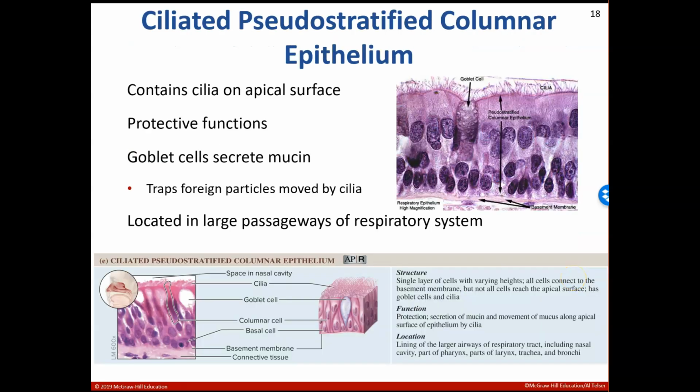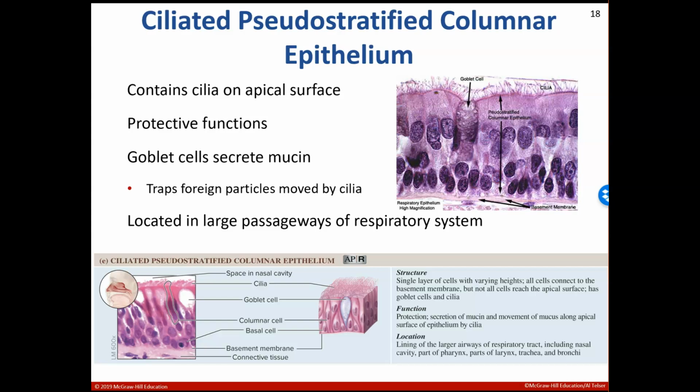Our ciliated pseudostratified columnar epithelium have that cilia on top. Here is one of those examples of the goblet cell that I was talking about. It is a lighter shade of purple here, but you could see the distinction much better on this histology slide where it's completely white. There's another goblet cell right over here. And this type of epithelium is going to have protective functions.